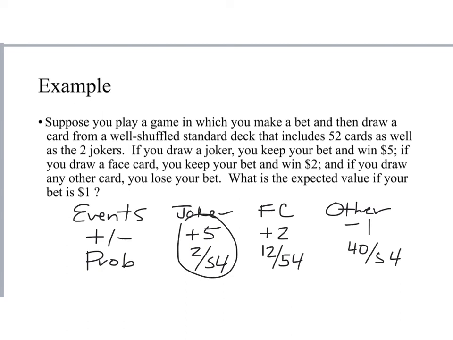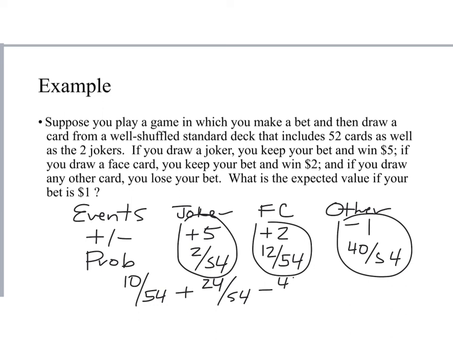Calculating this, it'd be 10 out of 54, plus 24 out of 54, minus 40 out of 54. So 34 minus 40 would be a negative 6 out of 54, which reduces to a negative 1/9. Once again, meaning each time a player draws a card, they would expect to lose 1/9 of $1, about 11 cents every time the game is played. If you play this 100 times, you'd expect to lose $11.